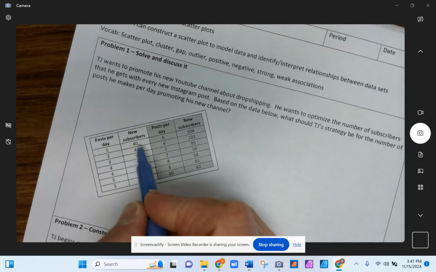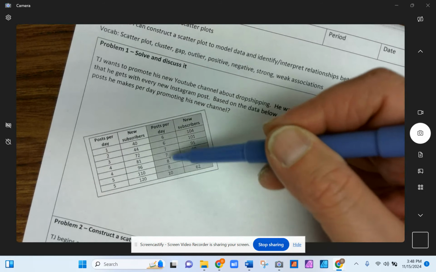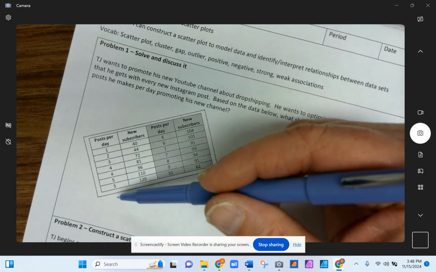When he makes one per day, he gets 40 new subscribers, right? And we can see that we have kind of a positive trend going as the number of posts per day he makes goes up. He gets to like 110, 120, hitting around 5 per day. But then once he starts to hit 6, it actually starts to go down. So we have kind of a negative trend happening the more posts he makes past 5.